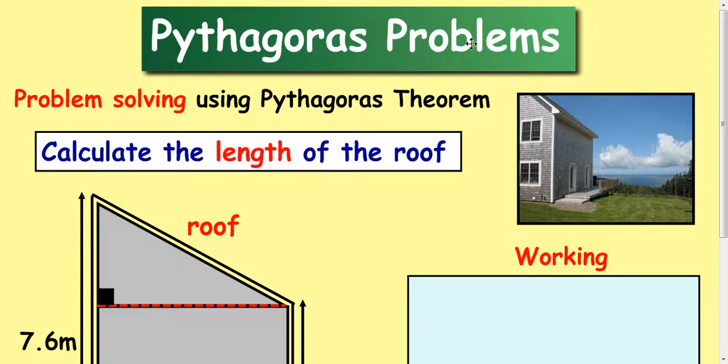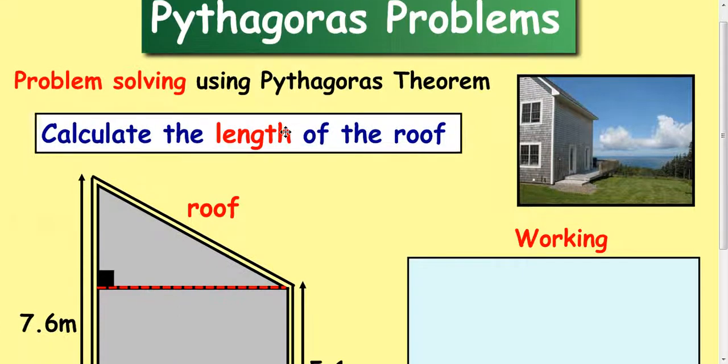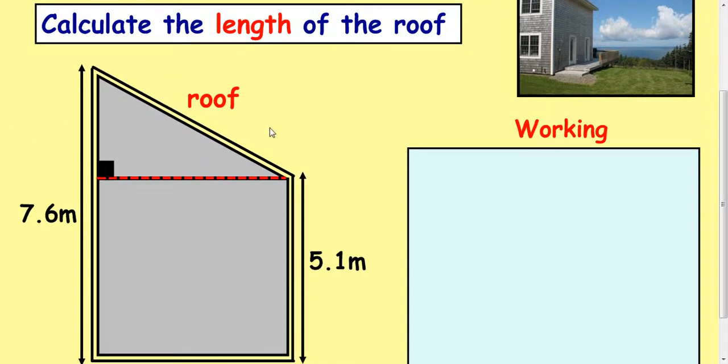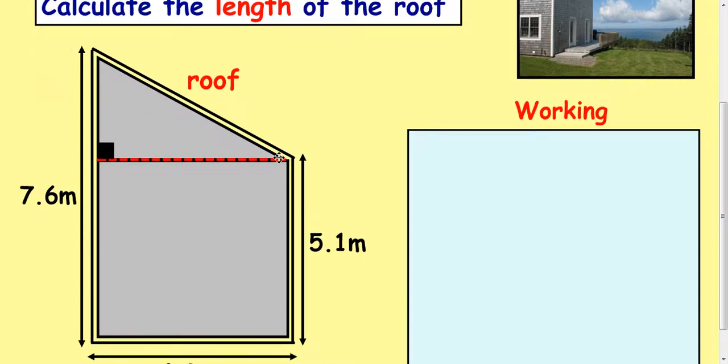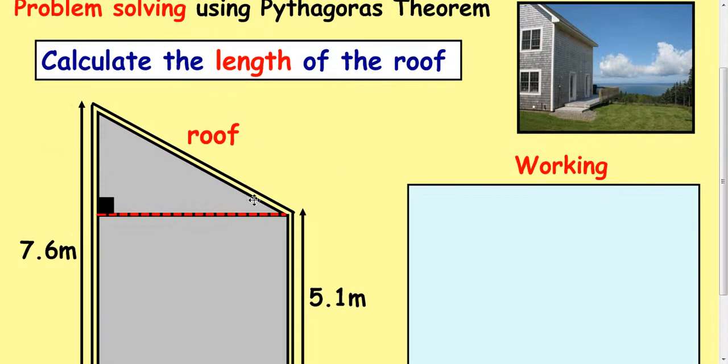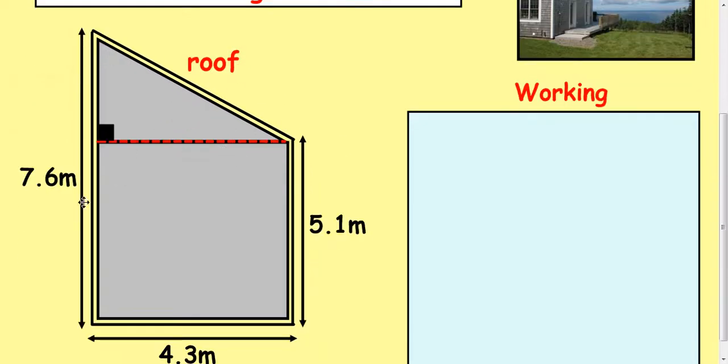In this lesson we're going to look at more problem solving using Pythagoras. In this series of problems we're going to look at examples where the triangle is not just a right angle triangle in front of you. There may be something else to deal with. For example, here we've got to calculate the length of the roof where we have a gable end, if you like, and we're looking for this length here, which is kind of attached to a rectangle.